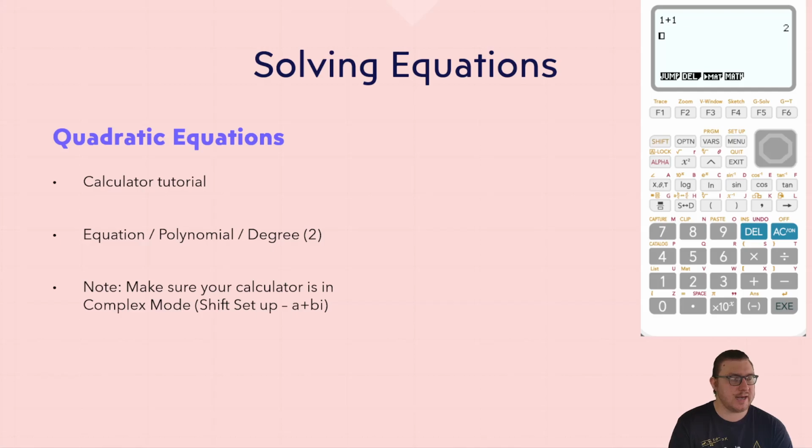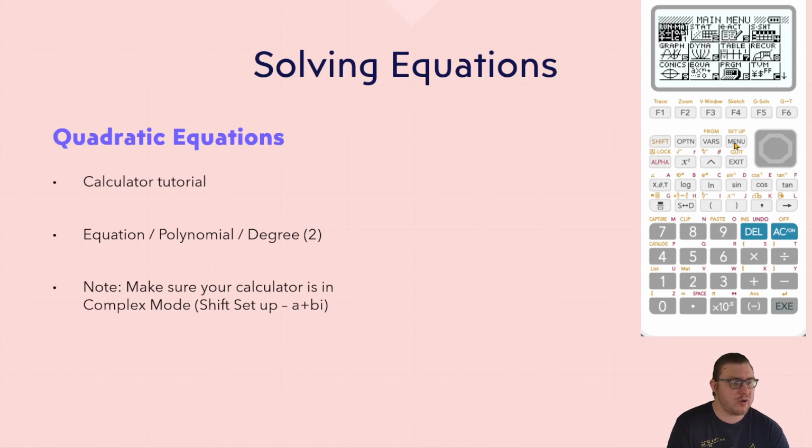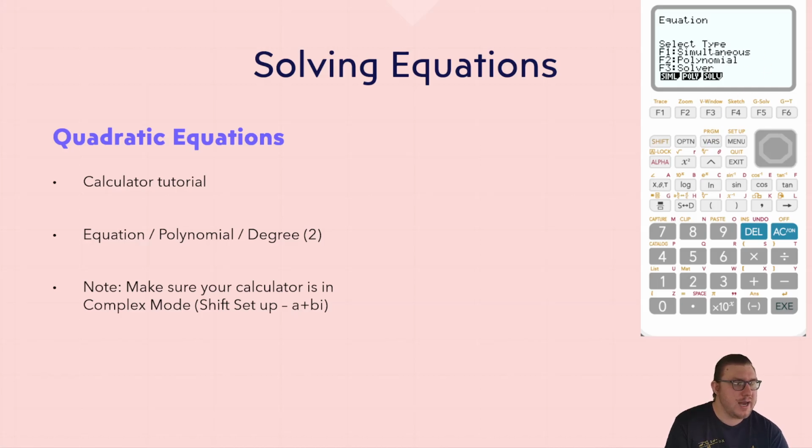So I've got my calculator here, and you can follow. If you're going to be using this to solve, on your calculator you need to go into menu, and we're going to go into equation, and we can just scroll down. There we go. And now it gives us three options. Simultaneous equation means you're solving multiple equations at the same time, which is not what we're doing here. We have polynomials. Of course, a quadratic is a polynomial, and I would highly recommend to stay away from the solver altogether.